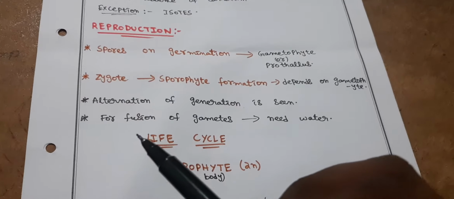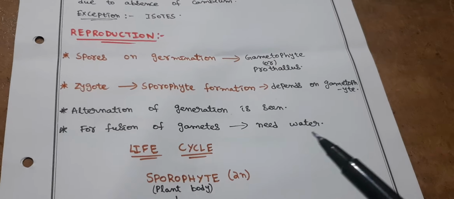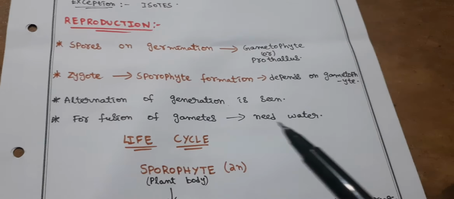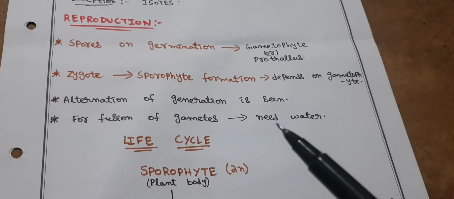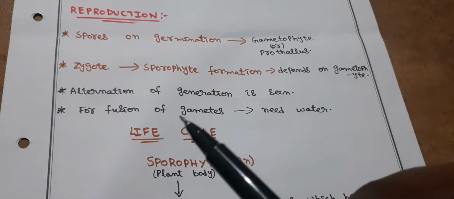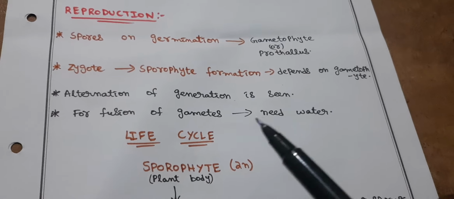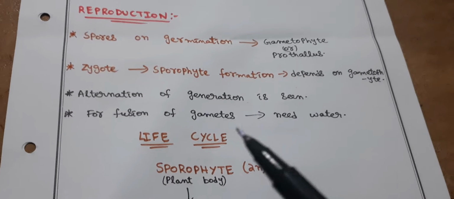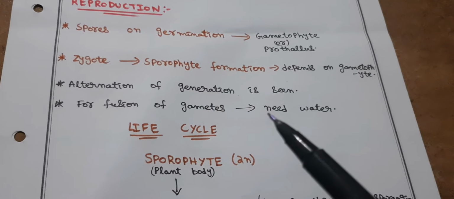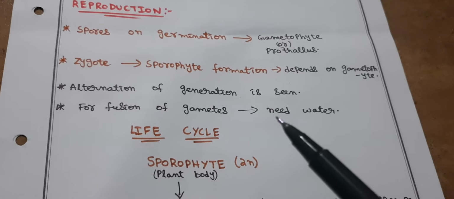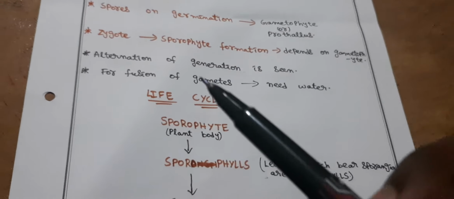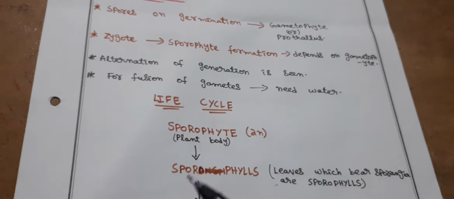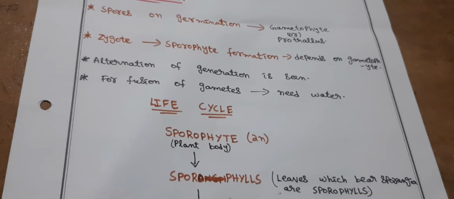So alternation of generation is seen. That means at one time we'll see sporophyte, at another time we see gametophyte. Okay. For fusion of gametes we need water. This is the reason why I said these are the first terrestrial plants but not complete, because they need water for fertilization. So Pteridophytes are the first terrestrial plants, but they are not completely terrestrial plants. Okay. Next, let's get into our last topic, life cycle. Listen carefully, this is the most important topic.